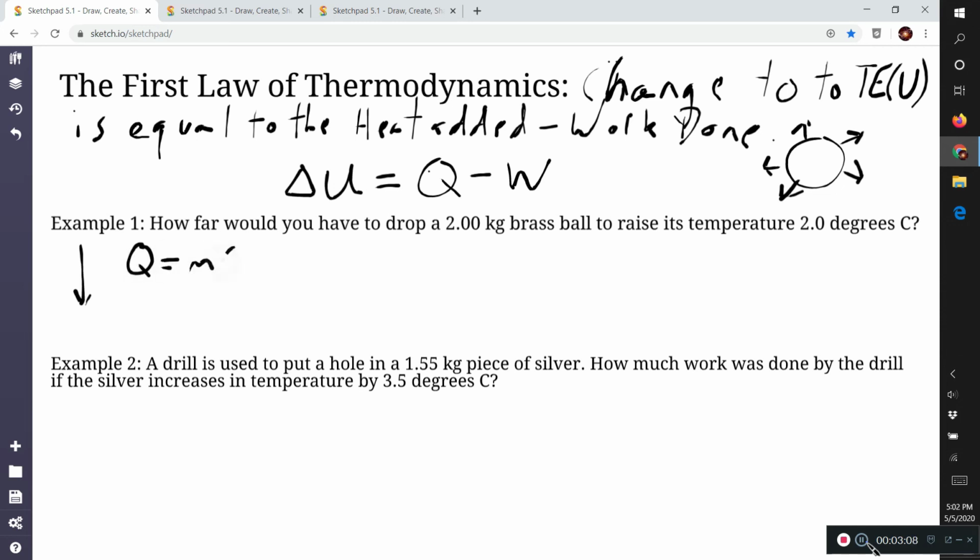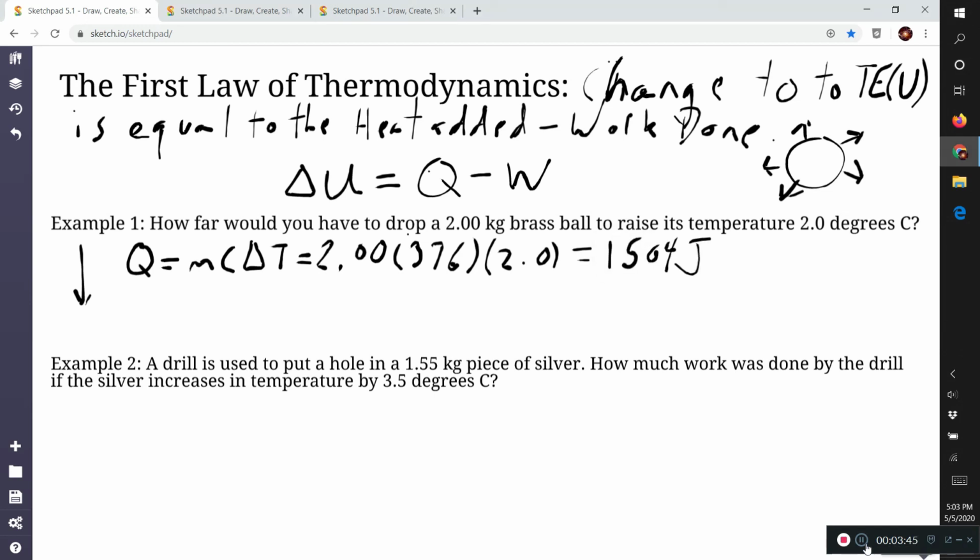Q is mc times delta T. Well, in this case, we know the mass is 2.00. We have to look up the specific heat of brass, which is 376 joules per kilogram Kelvin. And then we're raising the temperature 2 degrees, so that'd be a delta T of 2. So if we multiply those together, we get 1,504 joules. So that's the amount of heat if we assume all the heat was transferred to the ball of brass.